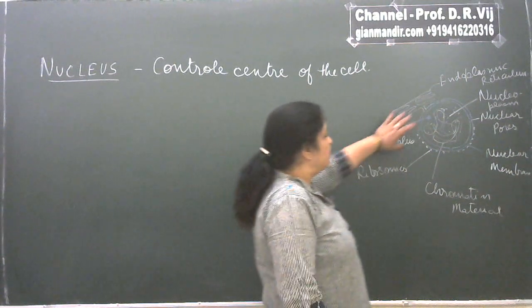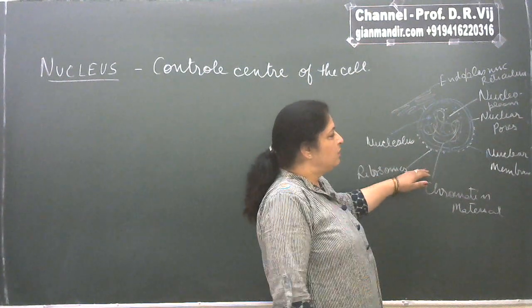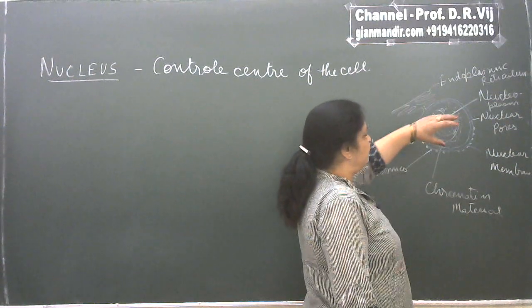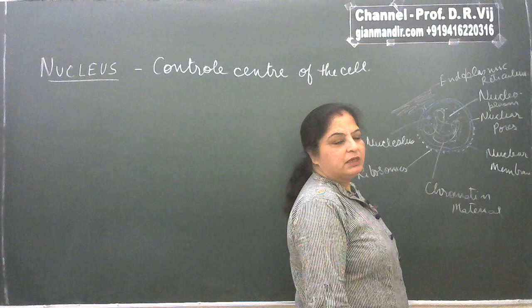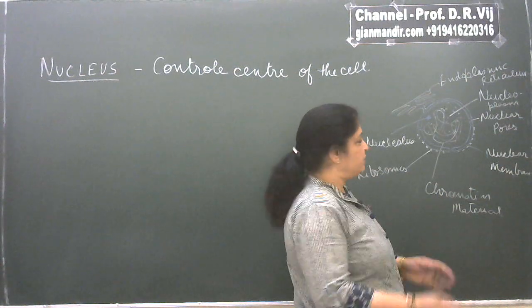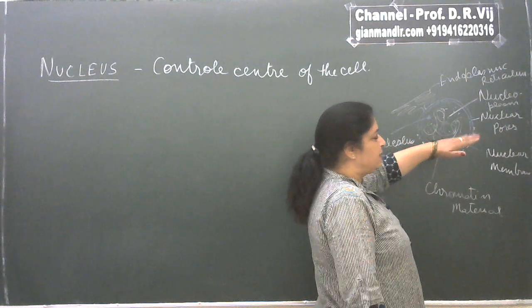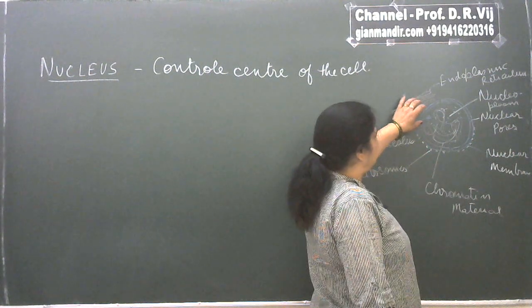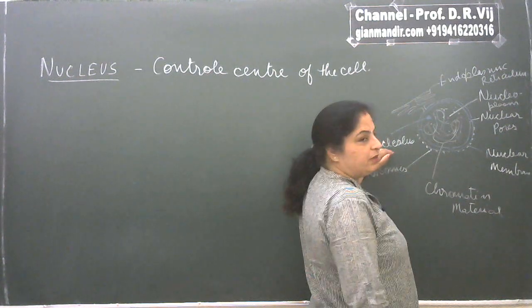So in this way, that is the whole structure of the nucleus. You can see it is surrounded by the double layered membrane known as nuclear membrane. In between the nuclear membrane, there are some pores, known as nuclear pores. These nuclear pores allow the exchange of material between the cytoplasm and nucleoplasm, right? And then there is a dark colored center, and that is known as nucleolus.